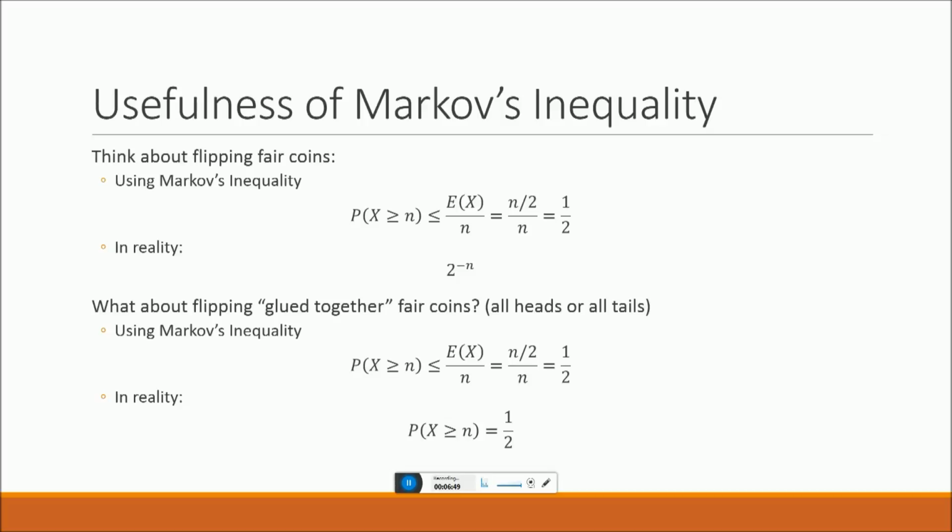But if we think about the glued coins, we have very wide results. We have either all heads or all tails. That's as wide as you can get when you flip coins. Therefore, the Markov inequality we set up for this is actually very tight, because the actual results are very wide, and so is the Markov inequality. So we can kind of see when Markov's inequality is more useful and when it's not.